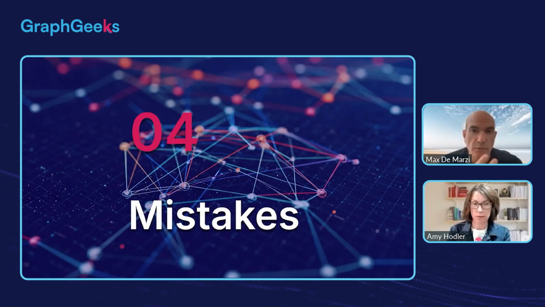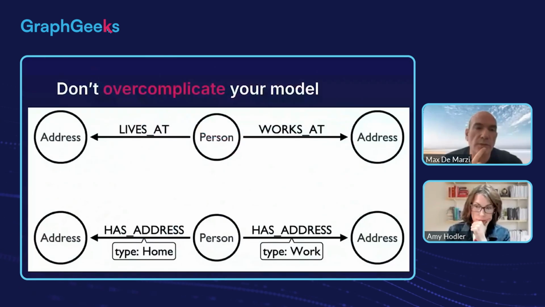It's just a question of a lot of variables, including your queries, your specific database type and its capabilities, and what you're trying to do with it. So let's look at these two models. On top, you have a person that lives at an address and works at another address. On the bottom, you have a person that has two different has address relationships, one with the type of home and one with the type of work. Which is the correct way to model this?